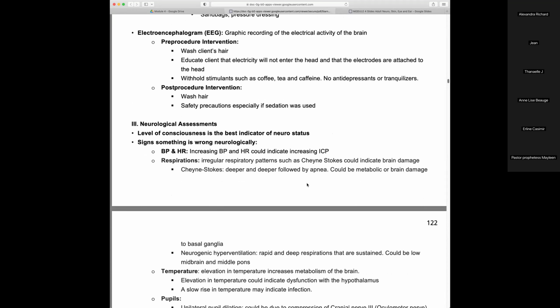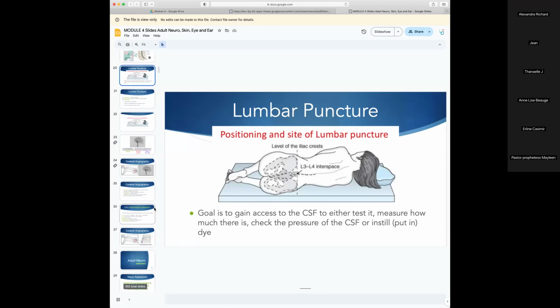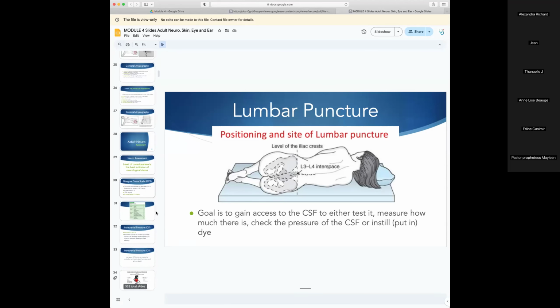Next up is EEG, electroencephalogram. This is a graphic recording of the electrical activity of the brain. Before you wash the client's hair, tell them that electricity is not going to enter their head. We're just measuring the electrical activity. No coffee, no tea, no caffeine, no antidepressants, nothing that will make them tired or stimulated. Post-procedure, wash their hair.